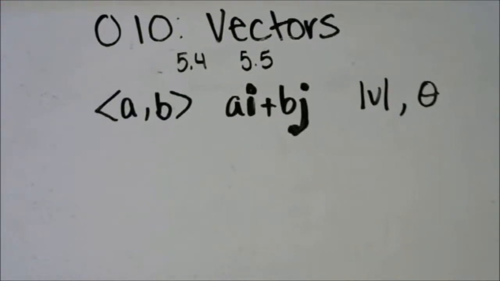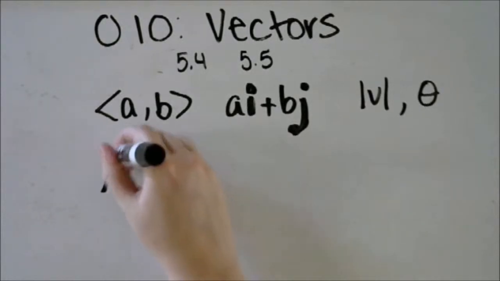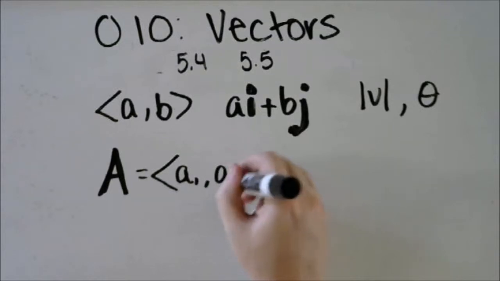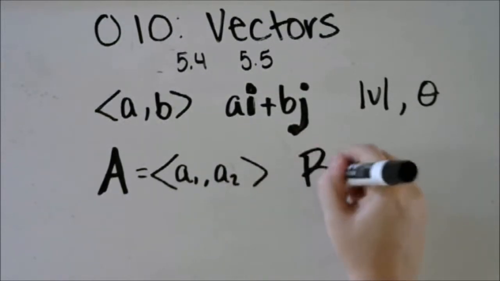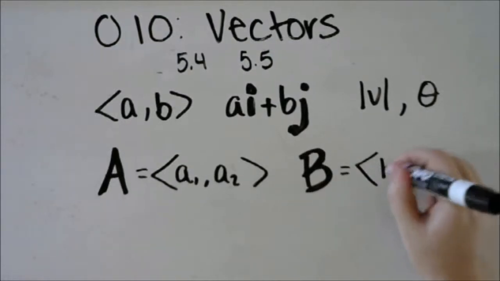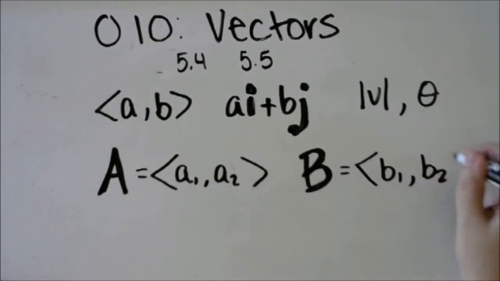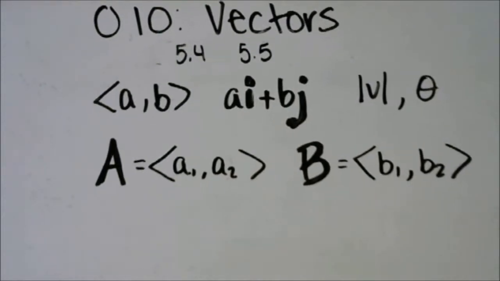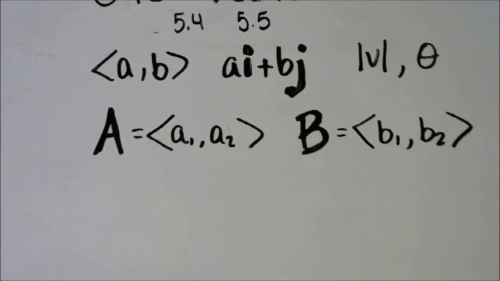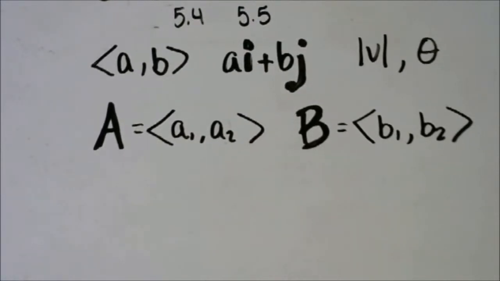So in this portion of the video notes, we're going to talk about the different operations that can be completed with vectors. So if you consider a vector A to have components a1 and a2, and a vector B to have components b1 and b2, we need to define all of our standard operations. And the standard operations are addition, subtraction, and multiplication. So we're going to start with addition.